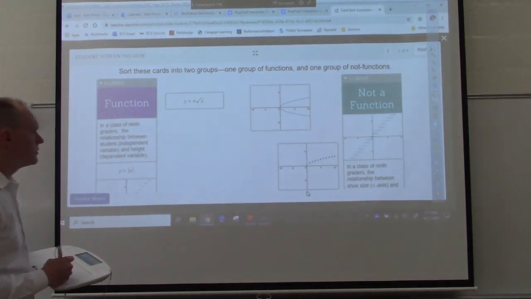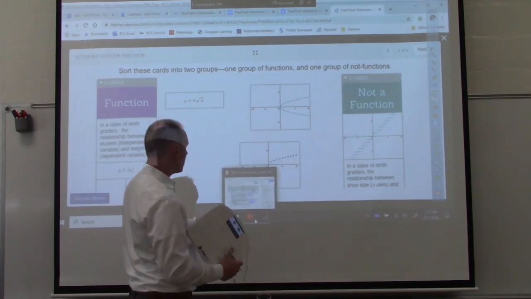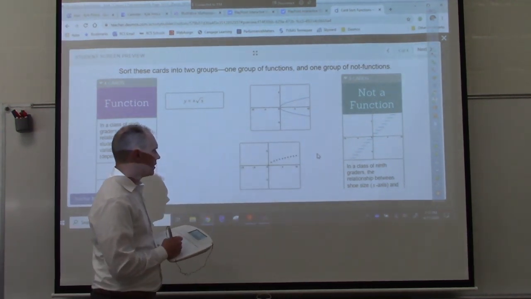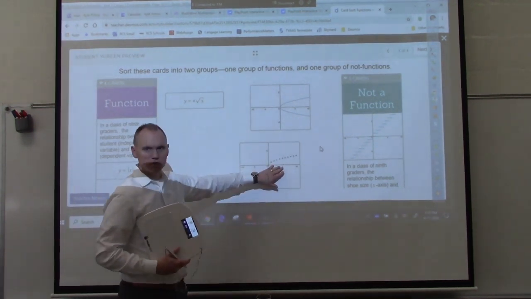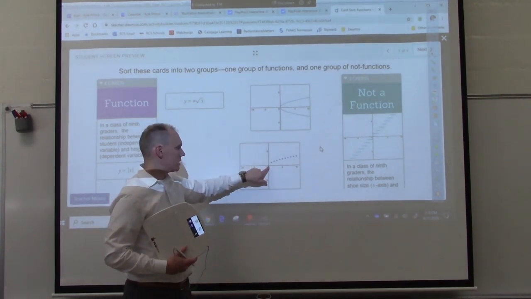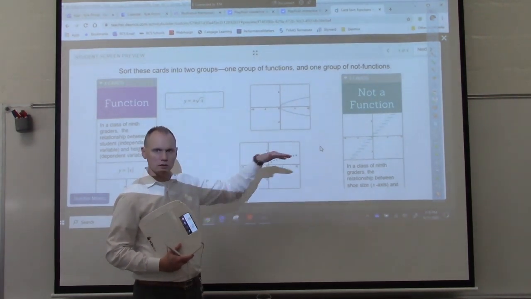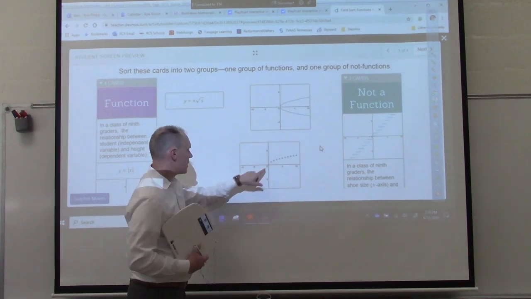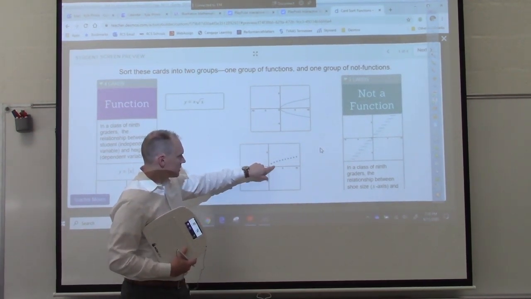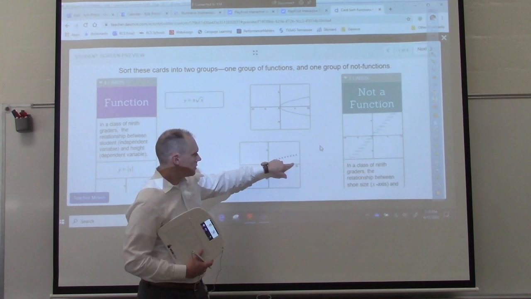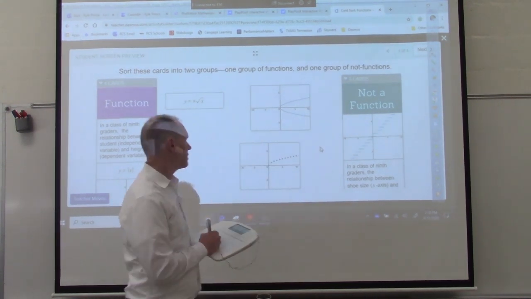Okay, let's do these two graphs here. While this is not a continuous function, this is what we call a discrete function, meaning it's got a set of points and not a solid continuous line. So does every input have exactly one output though? Yes. So this one is a function.